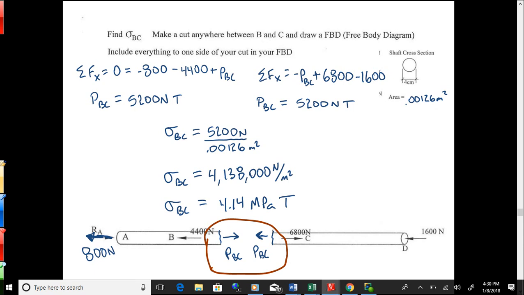So if I use the right-hand side, I'm going to have minus PBC, because it's to the left, plus the 6,800, minus the 1,600. Now, when I solve for PBC, I get a positive answer. That means my assumption was correct. It does act this way. And if it's acting that way, it's tension. So you have to pay attention to directions, and you also have to realize that tension is pulling. Compression is pushing. If you remember going back to trusses, it's that same idea, from statics.